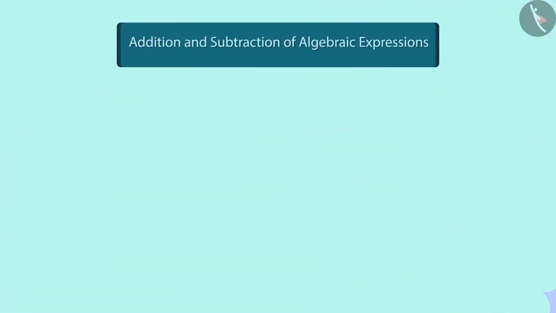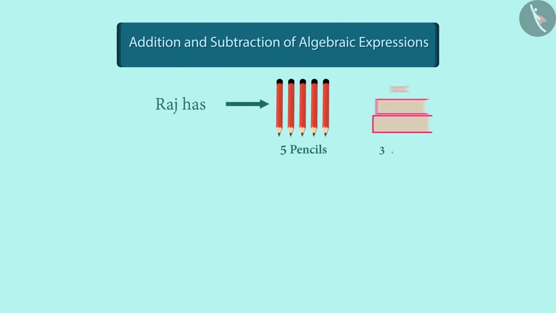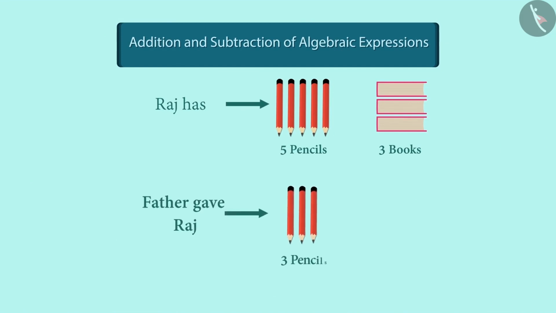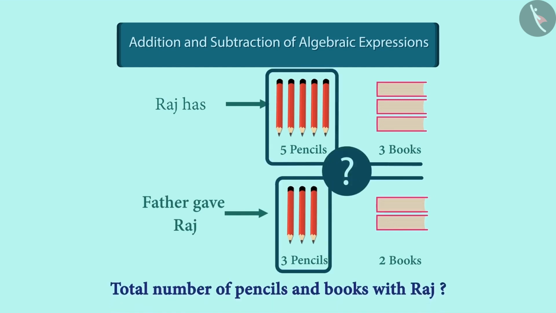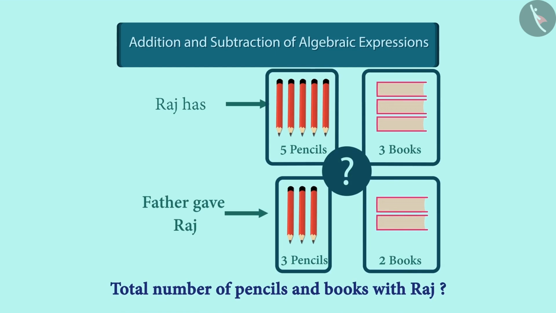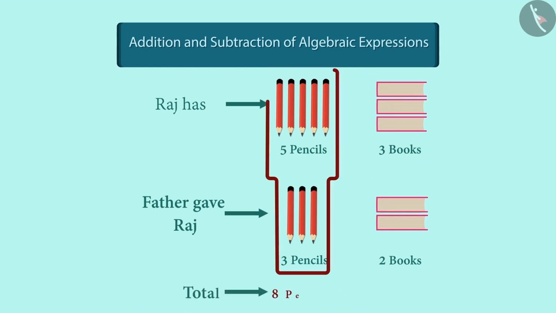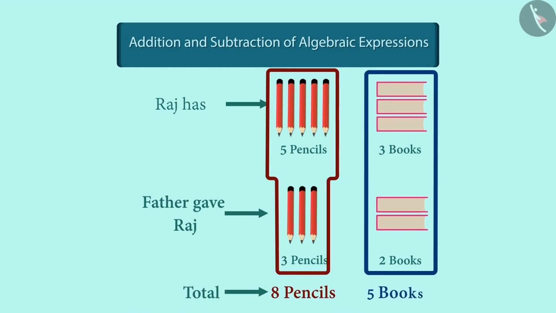Let's start. Our friend Raj had 5 pencils and 3 books. His father gave him 3 pencils and 2 books as gifts. How many pencils and books does Raj have now? Raj will now have 8 pencils and 5 books.